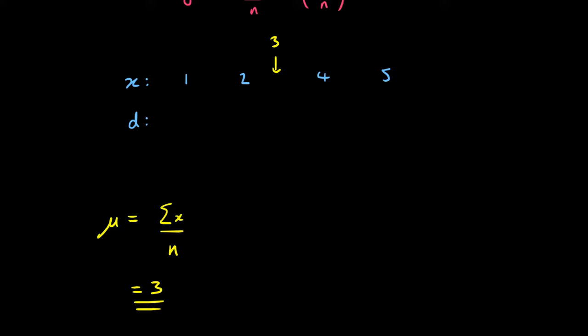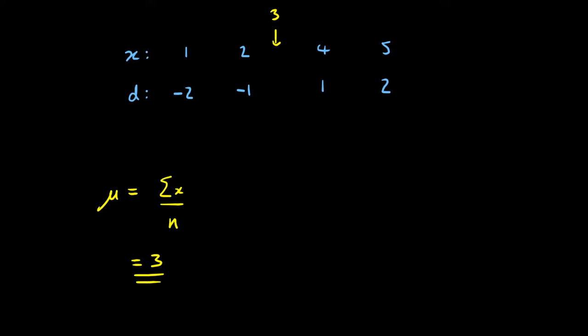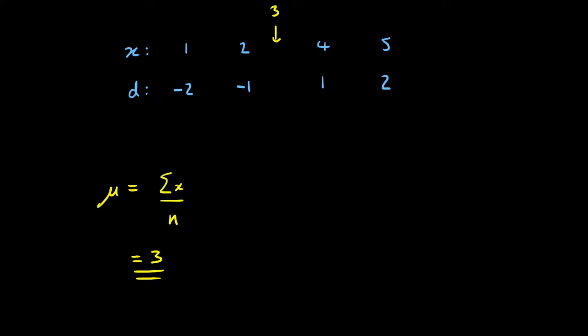Take the distance by doing each of the x coordinates minus the mean, minus this. So we do 1 minus 3, we're going to get negative 2. 2 minus 3, we get negative 1. 4 minus 3, we get positive 1. And 5 minus 3, we get positive 2. And so we can say, okay, well, we can measure the spread of this data by taking the mean of each of these distances, right? So that would mean that we would add up all of these distances, and then divide by 4.